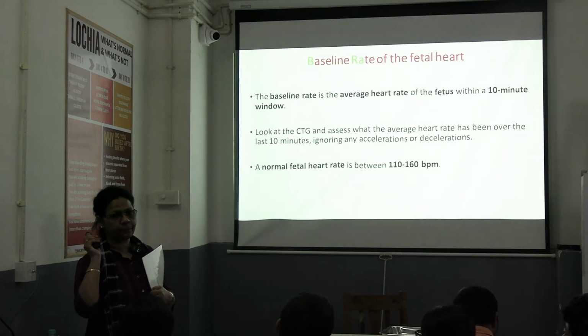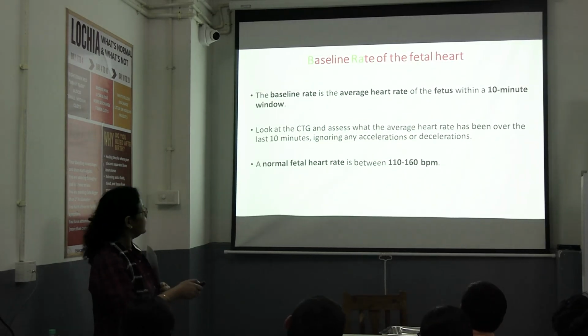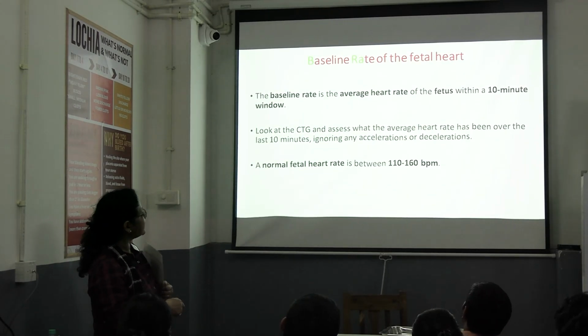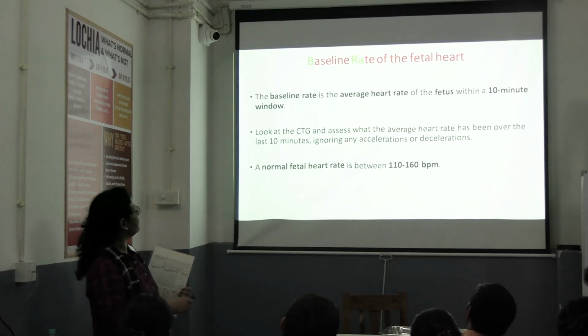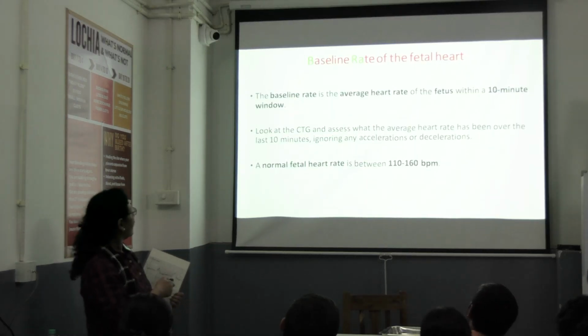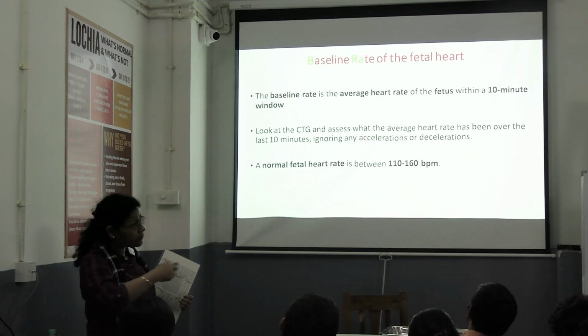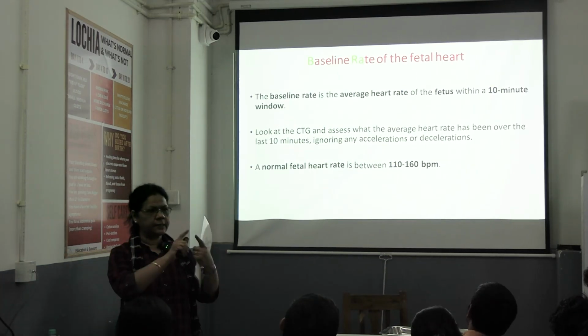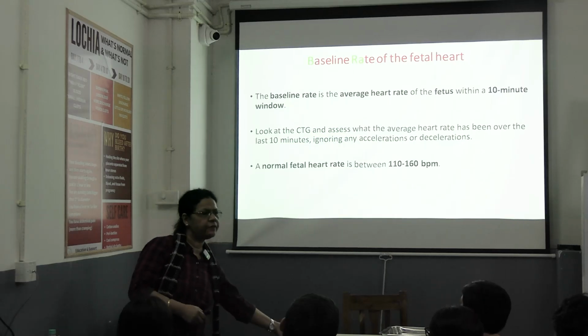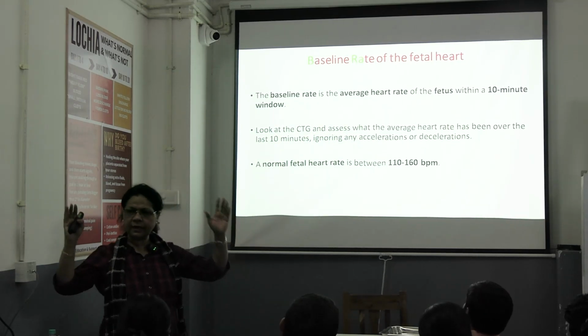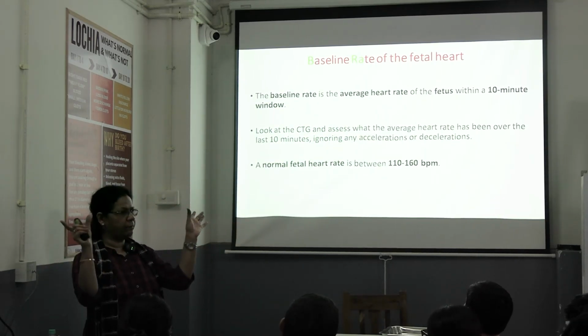110 to 160. Keep it in mind. The baseline heart rate is the average heart rate of the fetus within a 10-minute window. Look at the CTG and assess what the average heart rate has been over the last 10 minutes. We usually measure the CTG over a span of say 15 to 20 minutes. So let's say 20 minutes. So you have two 10-minute blocks.